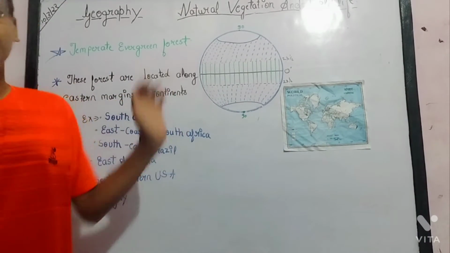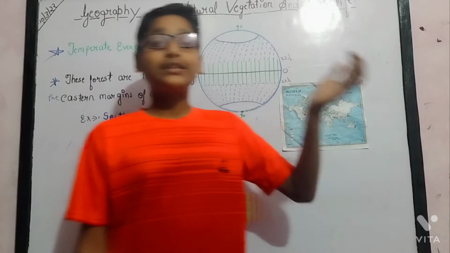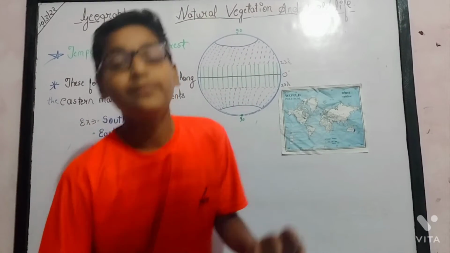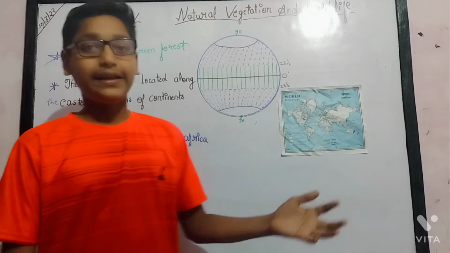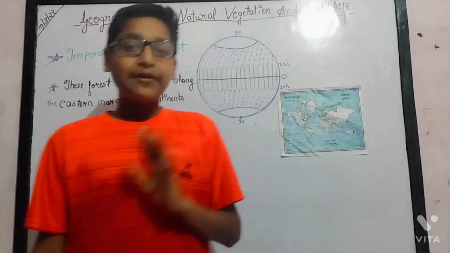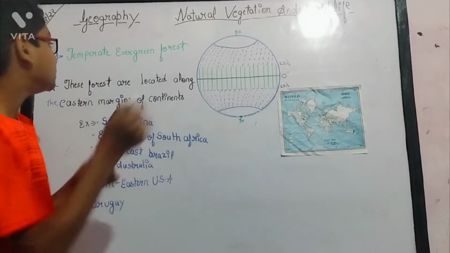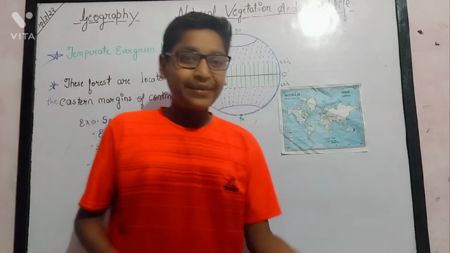We have studied about the tropical deciduous forest, in which we have studied the location of that forest and the climate of that forest. So we have studied firstly the tropical evergreen forest, then the tropical deciduous forest, and now the temperate evergreen forest. So we will understand about the temperate evergreen forest.